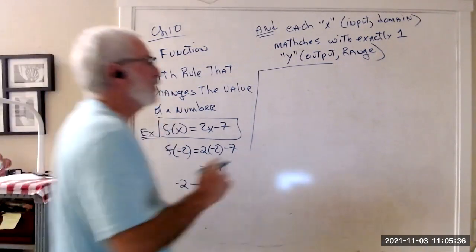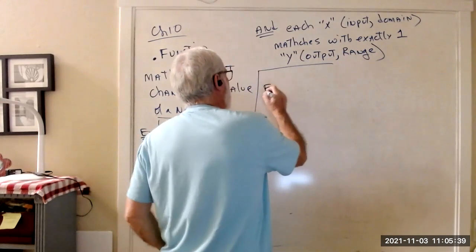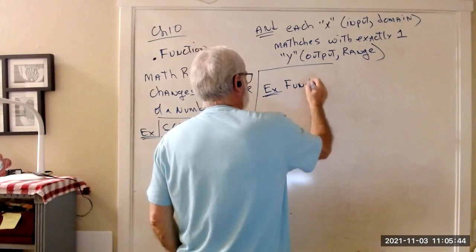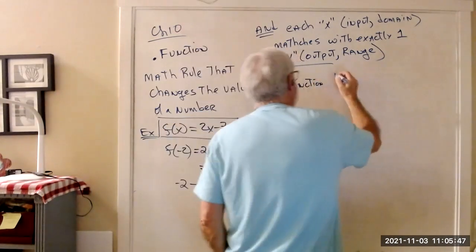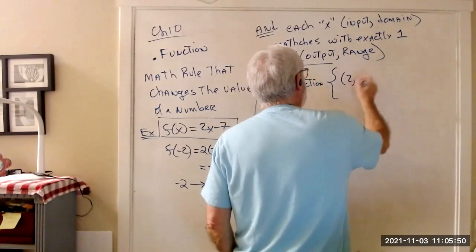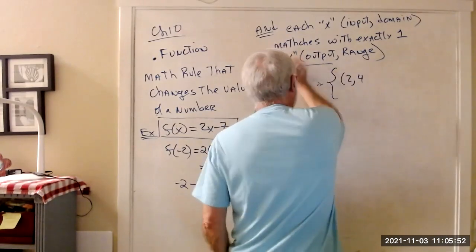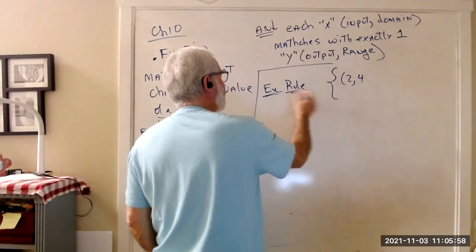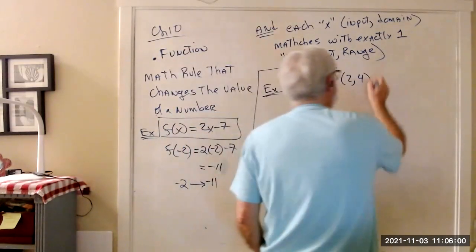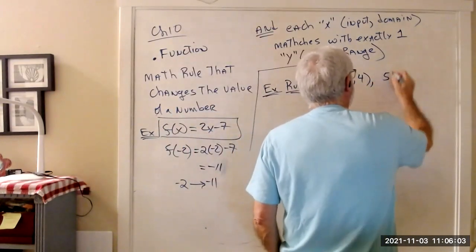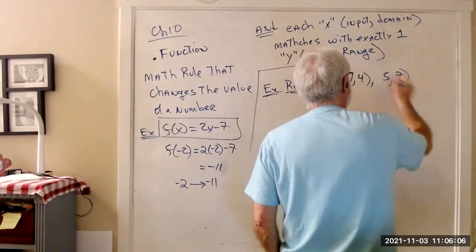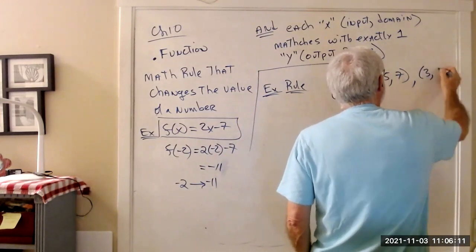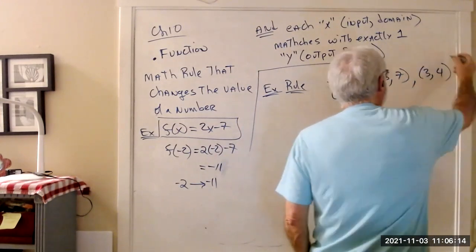Here's an easy example, I think. So suppose this is some function. And I tell you that 2 got changed into 4, or excuse me, it's not a function. Erase that. This is some rule. 2 got changed into a 4. 5 got changed into a 7. And 3 got changed into a 4, according to some dumb rule.